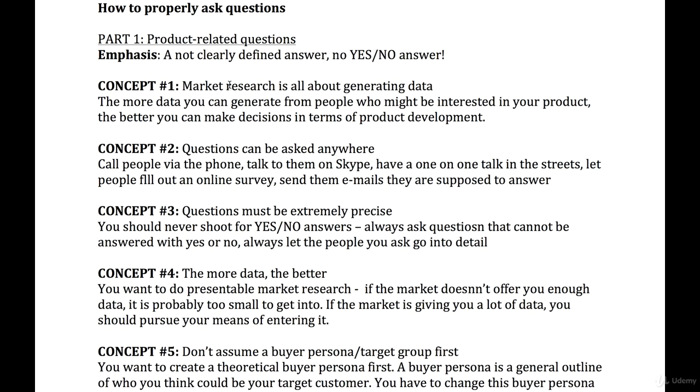And on one hand, you have a spectrum that is very wide. You have people that behave completely different than other people. And then in the middle, there's something that basically is the average of these two extremes and everything that is in between. So anyway, let's look at concept number one. Market research is all about generating data. The more data you generate, the better.